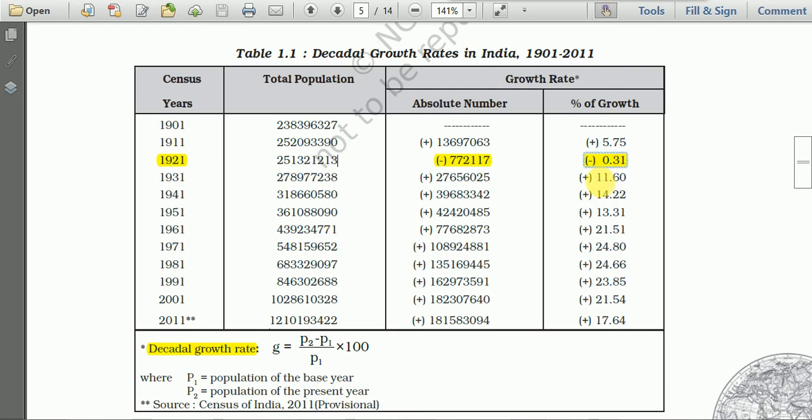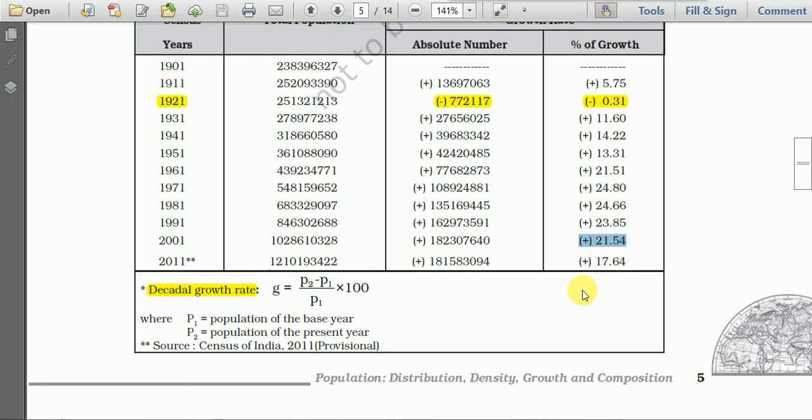Between 1921 and 1931 the growth rate is 11.60. The decade 1971 recorded the highest rate, 24.80, followed by 1981 at 24.66. After that it is decreasing: 23.85, 21.54, and between 2001 and 2011 the decadal growth rate is 17.64%.